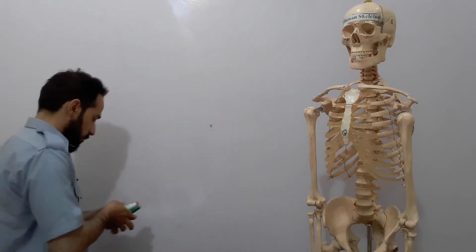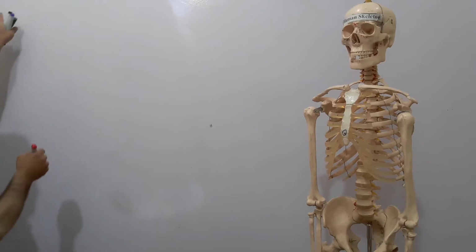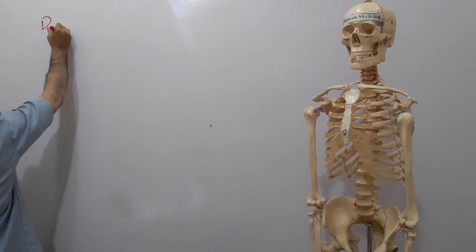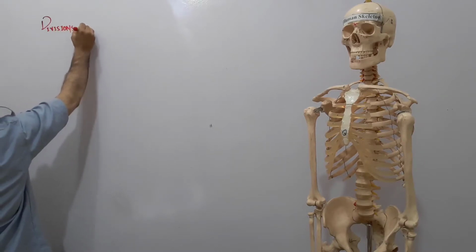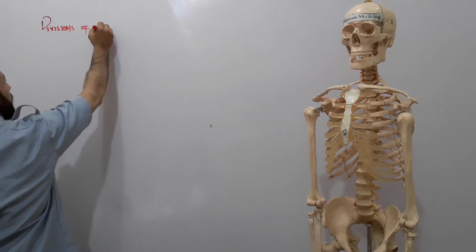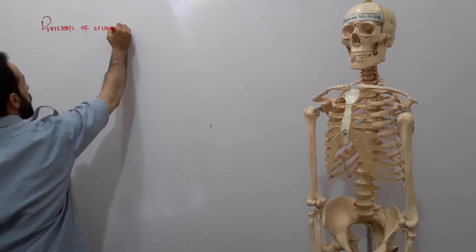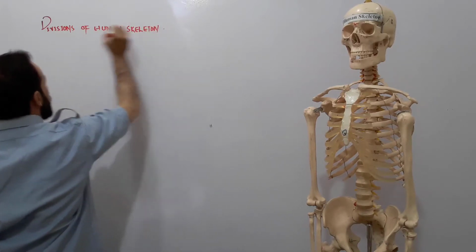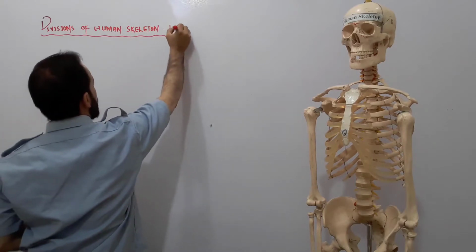But let me remind you, in the previous lecture, the first lecture regarding the human skeleton, I introduced the human skeleton and we discussed the functions of the human skeleton or the bones, what do they perform, right? Now let's go towards our lecture and divide the human skeleton, right? So we say divisions of human skeleton. I hope you will watch the lecture till the end. Divisions of human skeleton. Now look carefully.